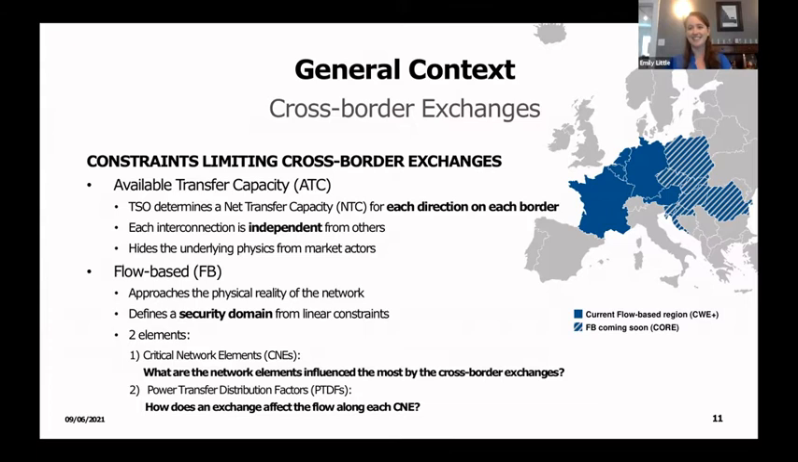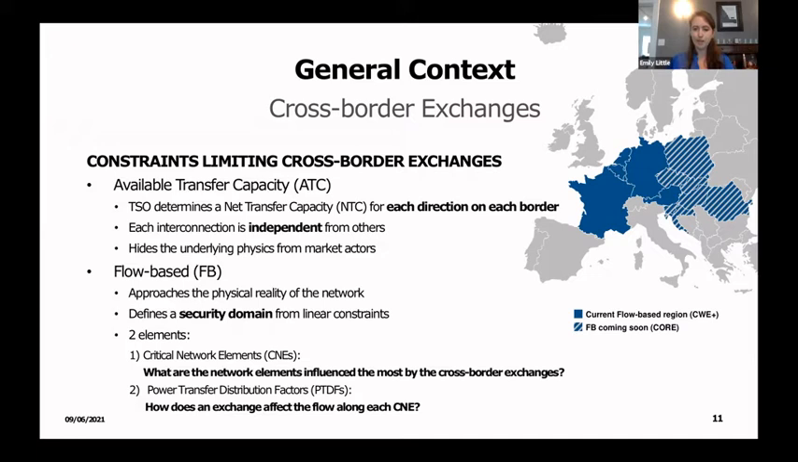So currently we use the flow-based region in Central Western Europe, and this is going to be extended very soon to the full core region, so including Central Eastern Europe as well. And with this method, it approaches a bit more the physical reality of the network. So we define a convex polyhedron, a security domain, from linear inequalities.